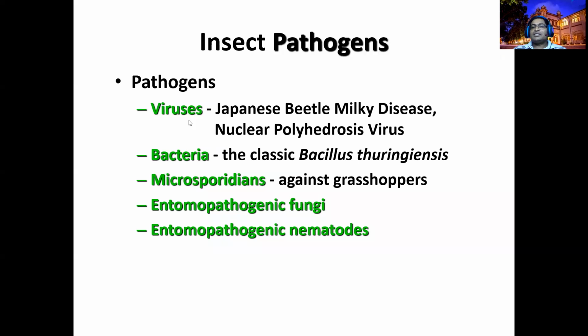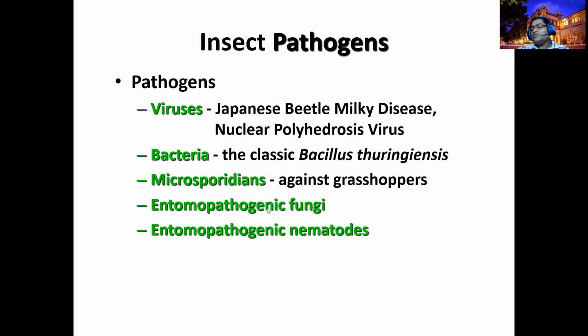So viruses. Normally there are two types of viruses: polyhedrosis viruses and granulosis viruses. These are the two different categories of viruses that we use to manage these insects. We call them entomopathogenic viruses: polyhedrosis virus and granulosis virus.